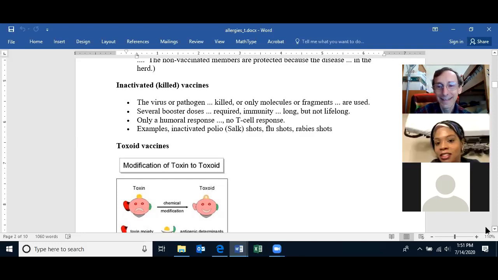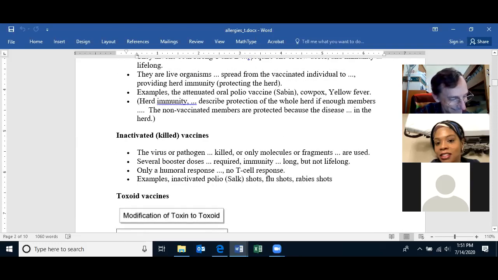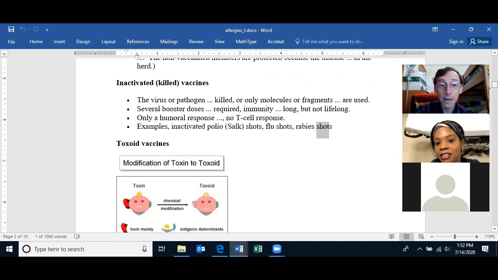They're all toxin? No, they're not toxic. Good guess. What do you notice about these three names here? The Salk shots, the flu shots, the rabies shots. You could give them to your dog. I don't know. They all end in the name shot. The flu shot. So we're giving this either intravenously or intramuscularly. And that's why we call it a shot. Okay? So the inactivated killed vaccines, we all give them the name the shot.